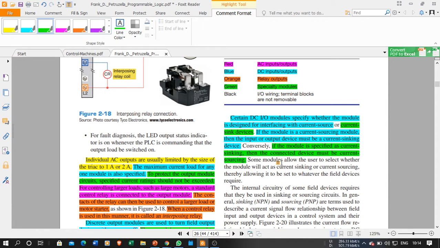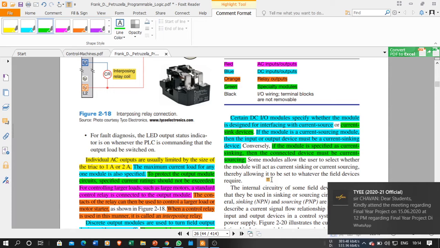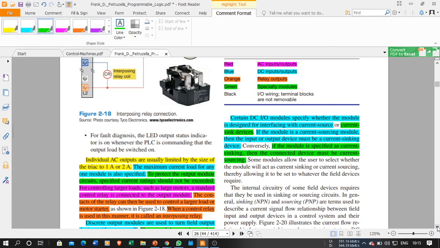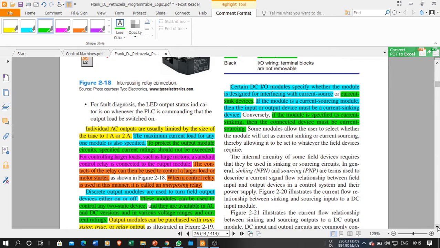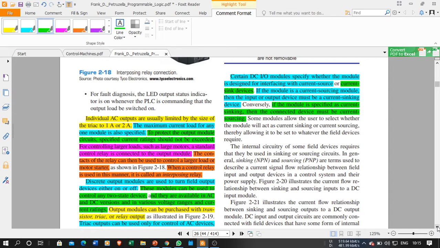Okay, so some modules allow the user to select whether the module will act as current sourcing or current sinking, thereby allowing you to set what type of field device is required. So in some modules they give options to the user. That option may be what? The user will select whether it is current sinking type or current sourcing type, and based on that the user will select the field devices, whether the devices should be current sourcing type or current sinking type.